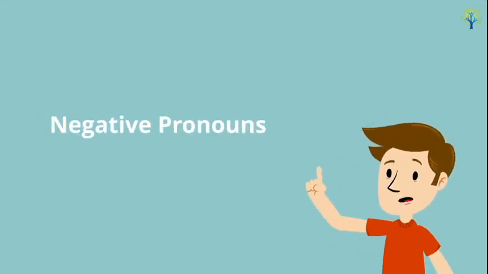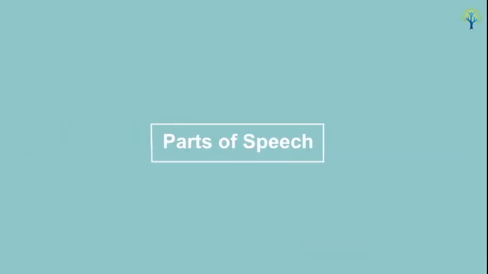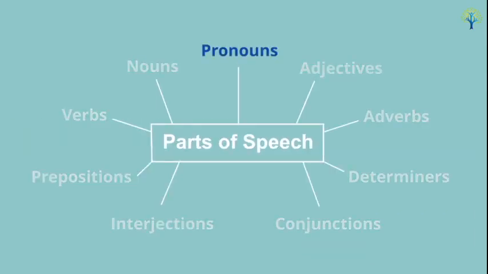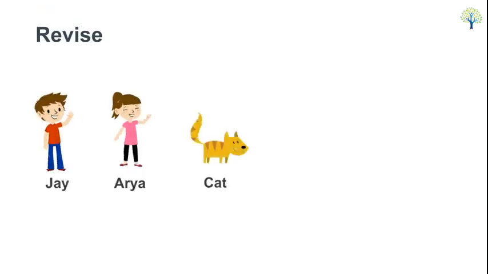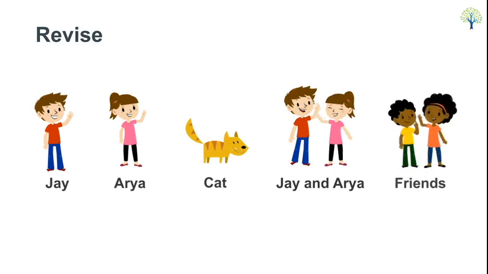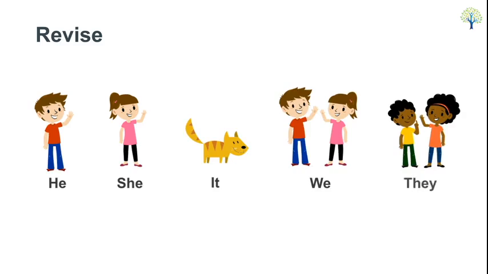In this video, you will learn about no, none, neither, nobody, no one, and nothing. This video is a part of pronouns. As learned earlier, pronouns are words used to replace nouns. For example, he, she, it, we, and they.